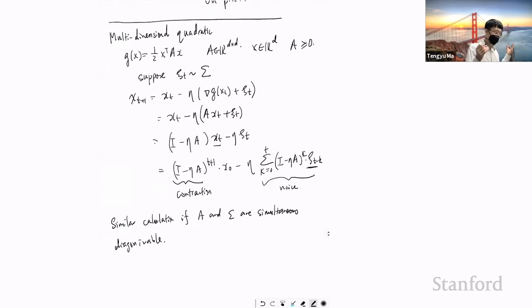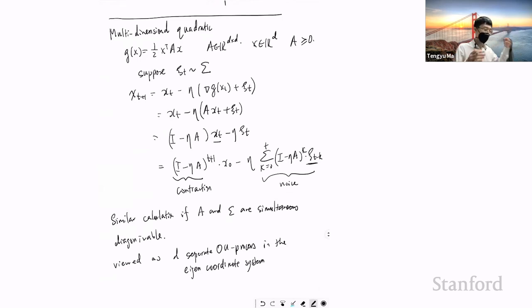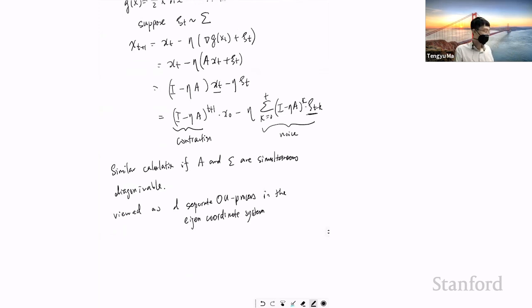Then in some sense, you can just view this as a separate OU process in the eigenspace. OU process just means a one-dimensional problem in the eigen coordinate system. Because when you use the eigen coordinate system, A and Σ are both diagonal matrices, and you are basically just updating as if you are in the one-dimensional case.